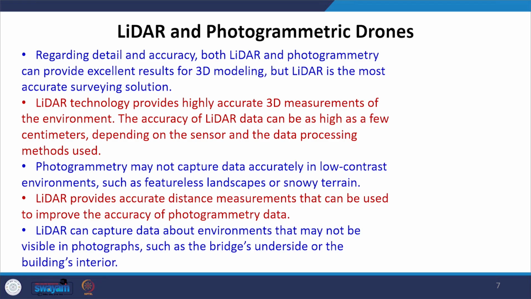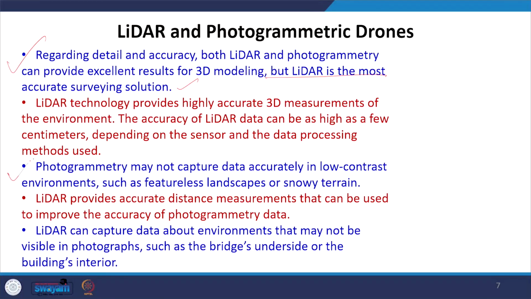If we see LiDAR and photogrammetric drones, regardless of the details and the accuracy, both systems will provide excellent results for 3D modeling. But out of the two, LiDAR is considered the more accurate surveying solution than the photogrammetric solution. LiDAR will provide highly accurate 3D measurements of the environment, and the accuracy of the LiDAR can be as high as a few centimeters. So this is a great advantage of using the LiDAR sensor.